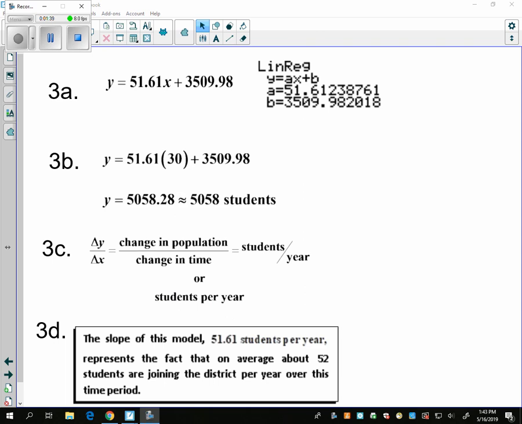But since it was since 1990, that's 30 years later. So you had to plug 30 in. Then you get approximately 5,058 students. They said, what are the units of the slope of this linear model? So it's change in y over change in x. That's change in population over change in time, which is students per year. Basically what the slope represents is for every additional year, on average, the population is going up about 52 students. Okay, so that was 3.